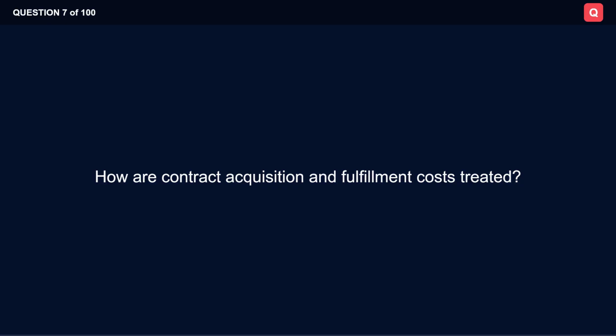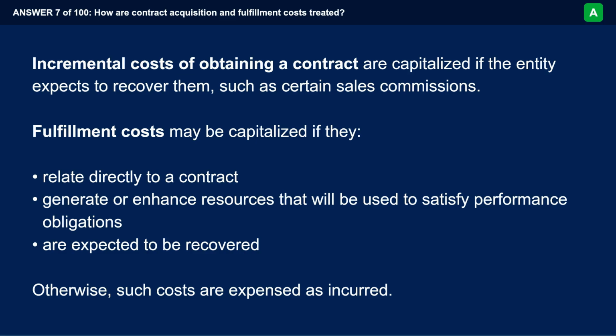How are contract acquisition and fulfillment costs treated? Incremental costs of obtaining a contract are capitalized if the entity expects to recover them, such as certain sales commissions. Fulfillment costs may be capitalized if they relate directly to a contract, generate or enhance resources that will be used to satisfy performance obligations, and are expected to be recovered. Otherwise, such costs are expensed as incurred.